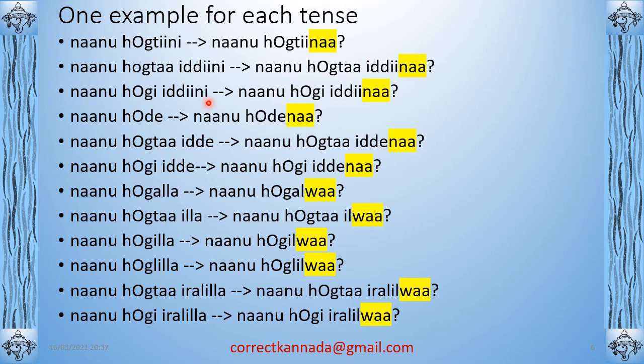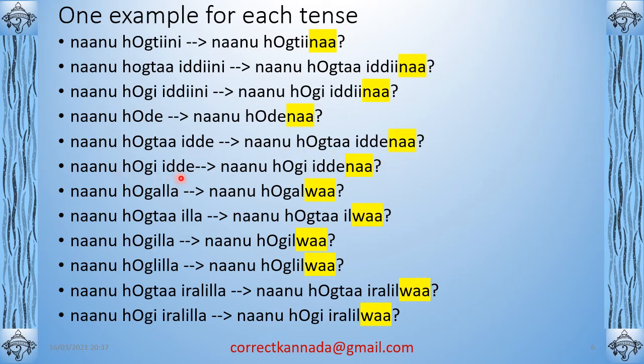Naanu hogiddini. This is present perfect. Naanu hogiddina. Have I been going? Right? Or have I gone? Actually, have I gone? Right? Naanu hogiddini means I have gone. Naanu hogiddina means have I gone? So naanu hode, simple past. Naanu hodena. Right? So naanu hokta idde is past continuous. So naanu hokta iddena. Right?